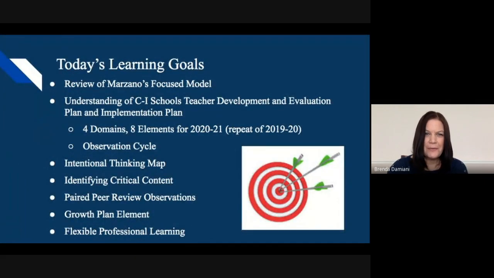Today's learning goals will review the model. We'll also review the teacher development and evaluation plan and our implementation plan, the intentional thinking map, identifying critical content element. That should all be review. And then we'll dive into paired peer review observations and our growth plan element for the year and a review of flexible professional learning.